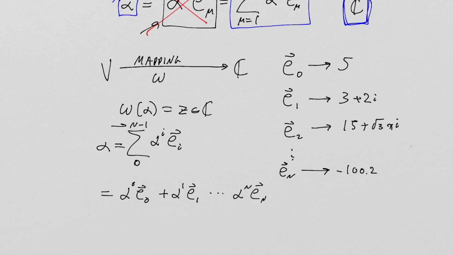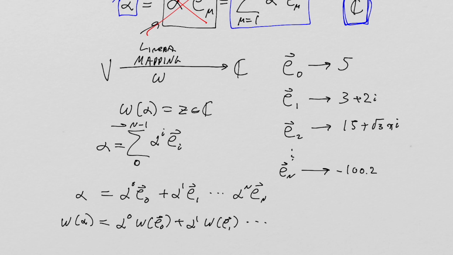And this is alpha. Now this mapping, if we presume it's linear, maybe I should write down linear mapping, because that's what we want to talk about. So I'm now going to say the mapping omega acting on alpha, because it's linear, is going to be alpha 0, which is a complex number, so that should come out, times the mapping of omega on E0, plus alpha 1 times the mapping of omega on E sub 1, all the way to alpha sub n times the mapping of omega on E sub n.